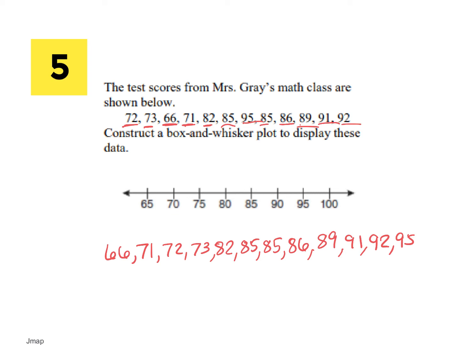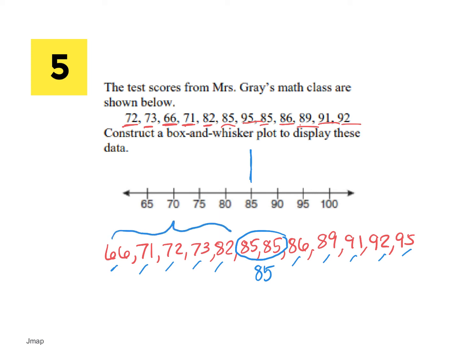Okay, so now the way you do this is you find your median. So I have 85 as a median. If there's 2, you take the average of the 2. Well, the average of the 2 would be 85. So your median is 85. So put that up here. And now you find your median of the lowers.